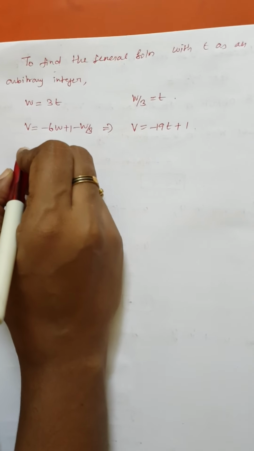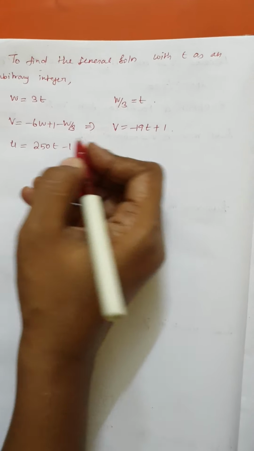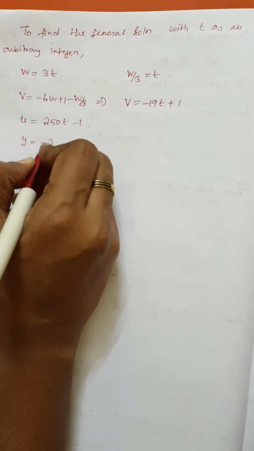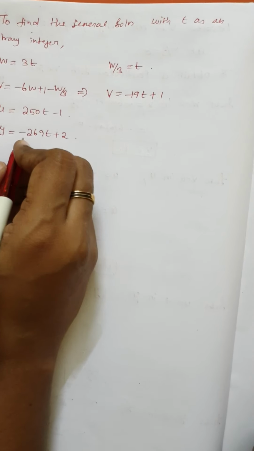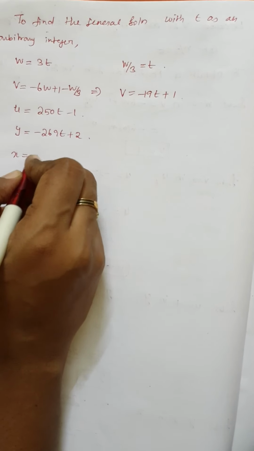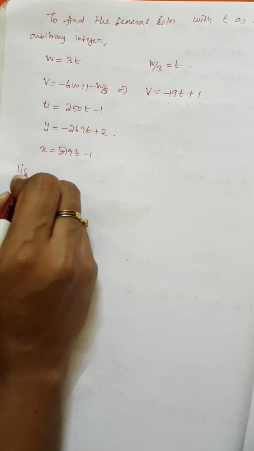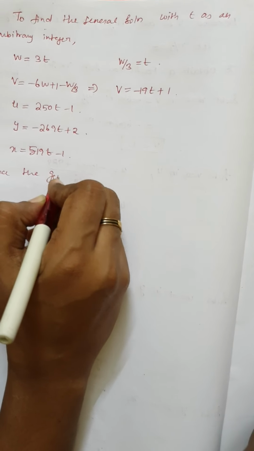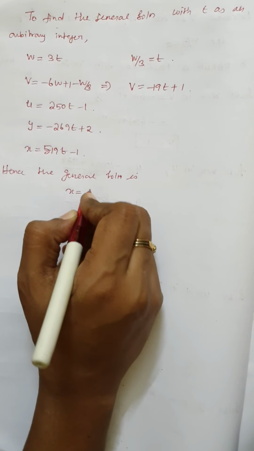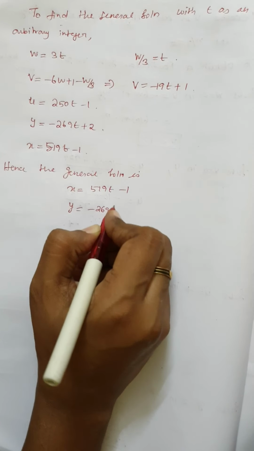So substitute this v value in u, you will get u as 250t minus 1. Substitute this u value in y, you will get the answer for y as minus 269t plus 2. So now substitute this value of y in x, we will get x as 519t minus 1. Hence, the general solution is x equal to 519t minus 1 and y is equal to minus 269t plus 2.